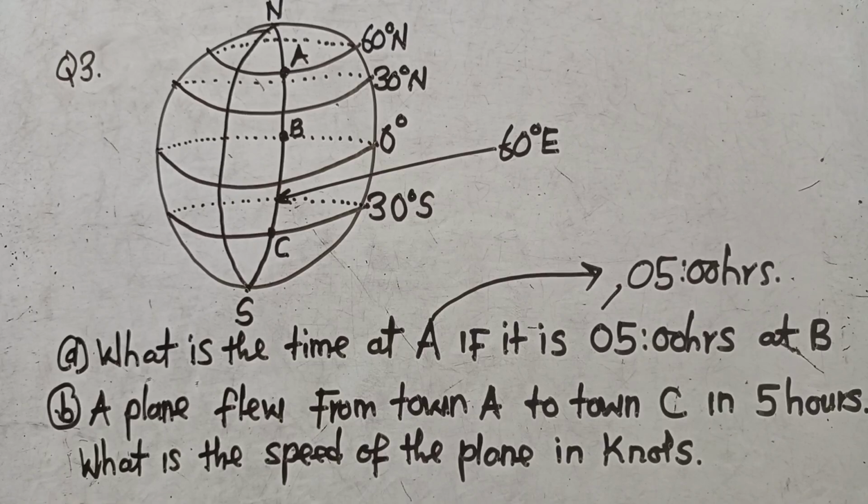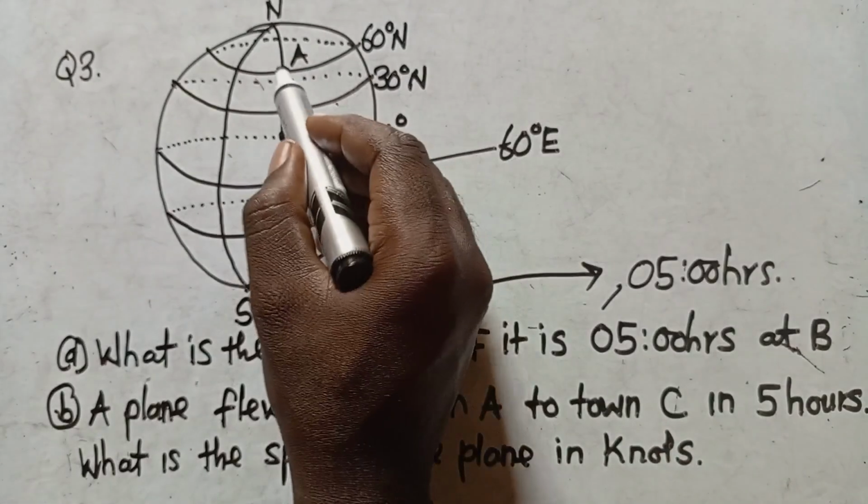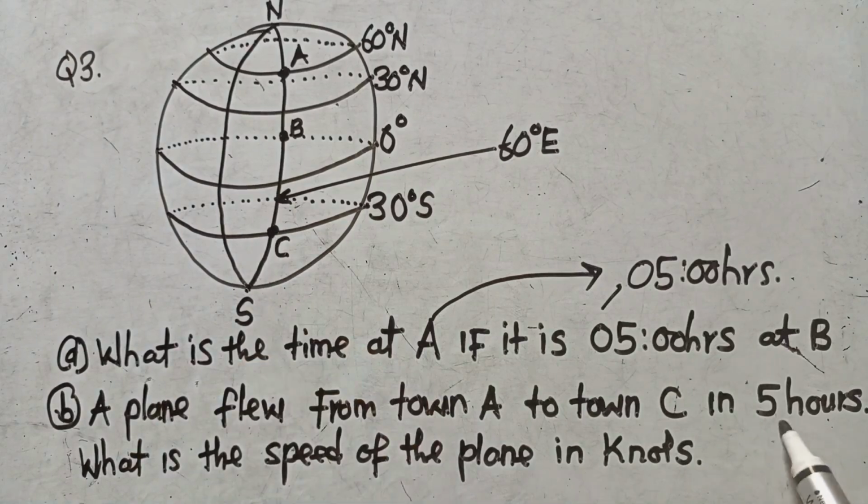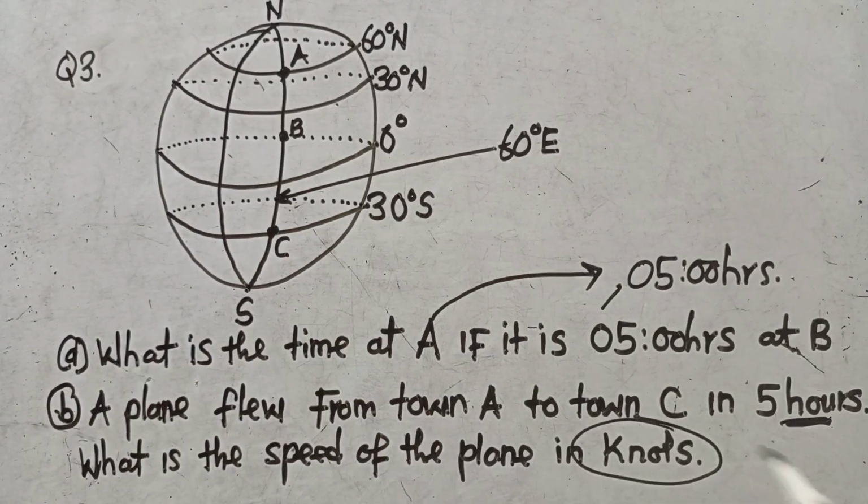We move now to the other question. A plane flew from town A to town C in 5 hours. What is the speed of the plane in knots? So you know when they say knots, they are talking about nautical miles per hour. So nautical miles per hour is just the same as knots.